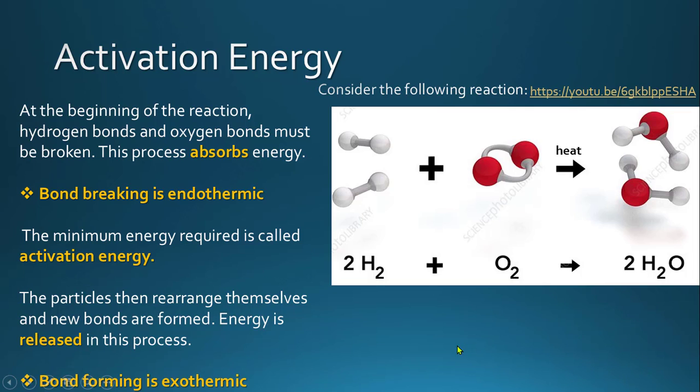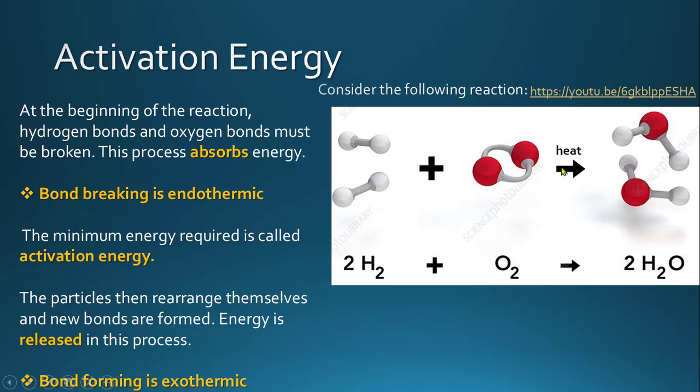So let's consider the following reaction. We have hydrogen and oxygen gas reacting to form water. Now, naturally, these two compounds don't react with each other just like that to form water. You need to put energy into the system in the form of heat. And what that heat does is help to break up these bonds to form new bonds in water. So, bond breaking absorbs energy. Anything which absorbs energy is considered endothermic.